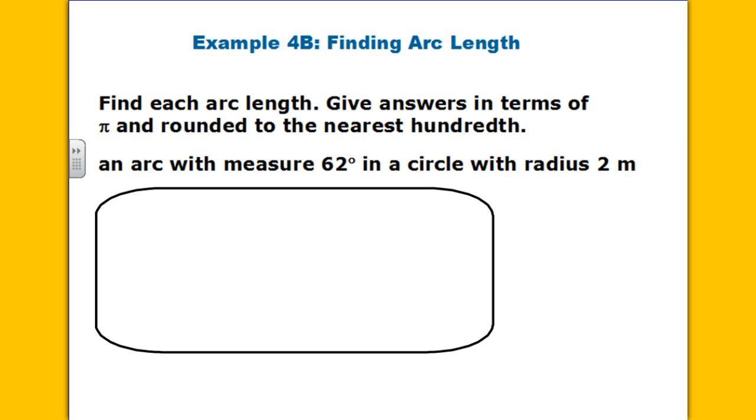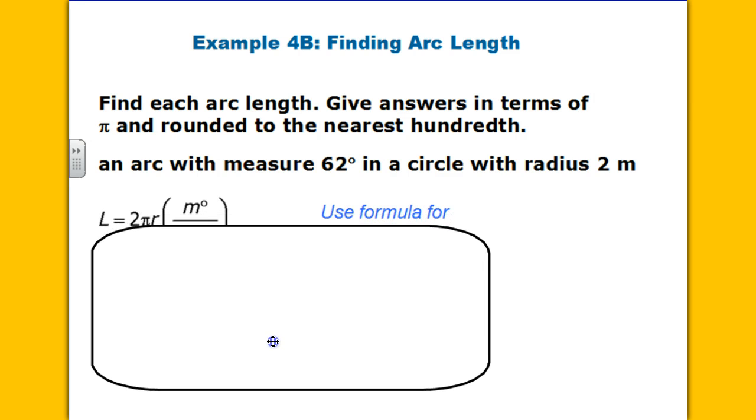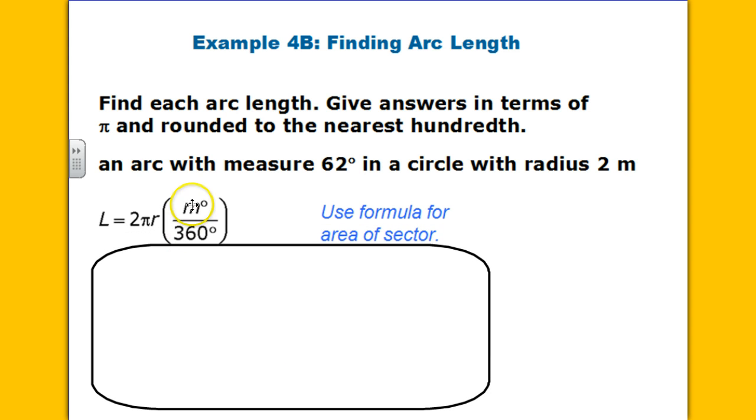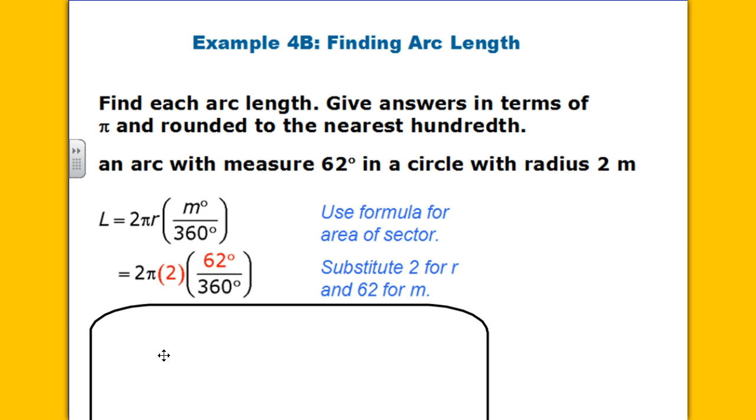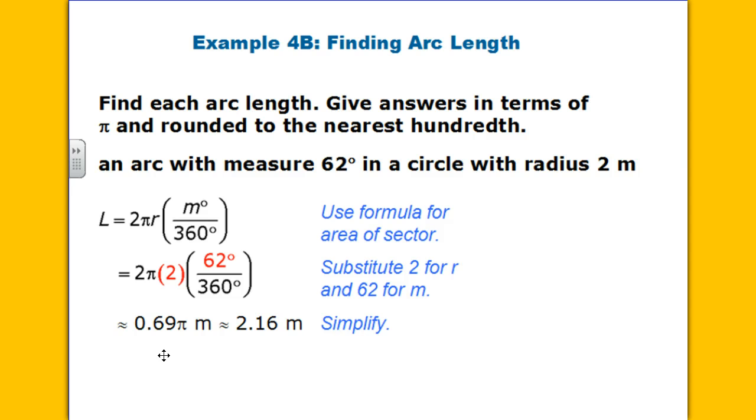Okay, how about this? This is an arc with a measure of 62 degrees in a circle with a radius of 2. Okay, once again, let's start with our formula. So we have circumference times the percent that this arc is, which is 62 out of 360. Notice the symbol we use for that. Okay, and now we substitute, and you should have 0.69 pi meters, or 2.16 meters.